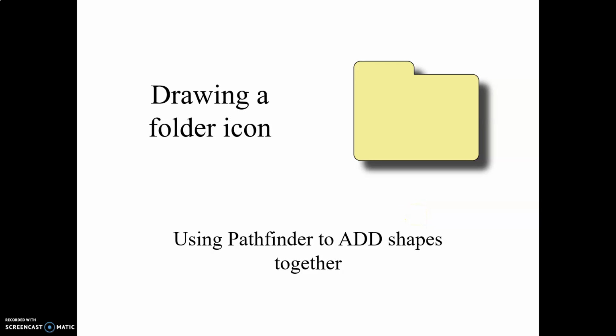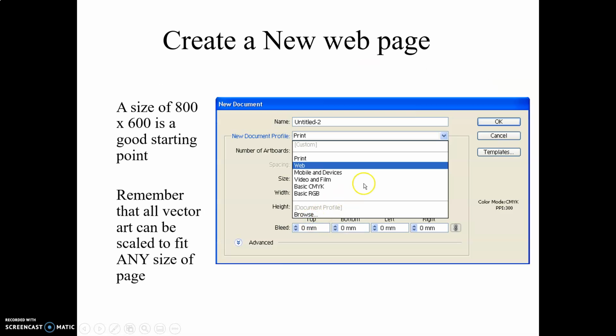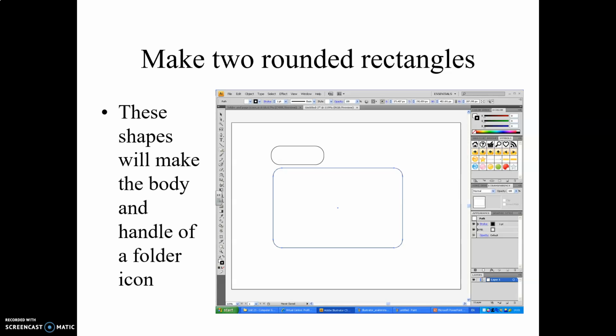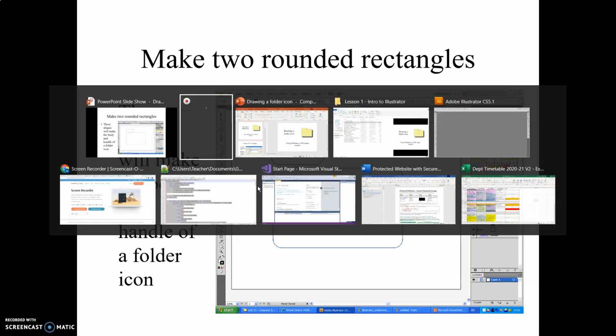In these tutorials, we will use Illustrator and a Pathfinder tool to create some complex shapes from some basic primitives. We're going to start by creating a folder icon using some rounded rectangles. The instructions may say start with an 800 by 600 web page, but we are going to try putting everything on an A4 page in order to put several items onto the same scene. So we'll start by making two rounded rectangles on an A4 page.